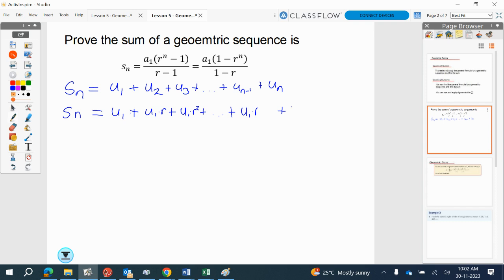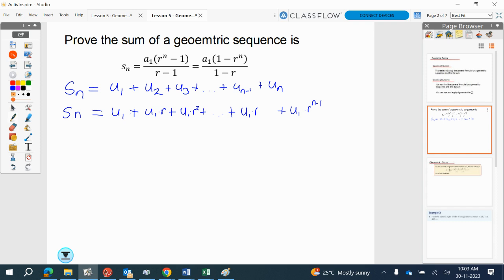Should we do the ultimate one first? Yeah. We've memorized this formula, hopefully. What is the ultimate term? u1, but how can we write it in terms of u1 and r? It's u1 times r to the power of n minus 1. So the penultimate term would be u1 times r to the power of n minus 2.